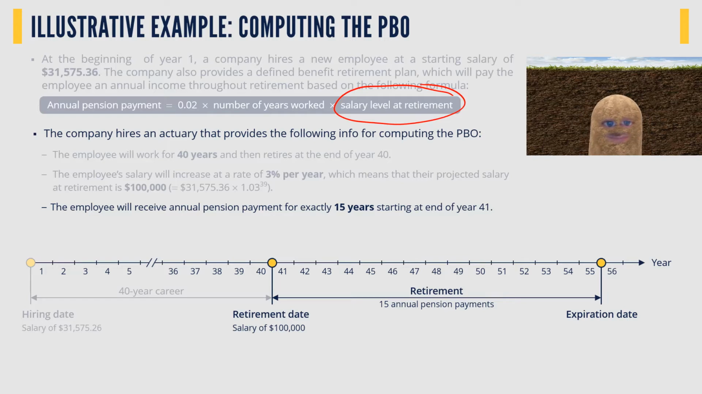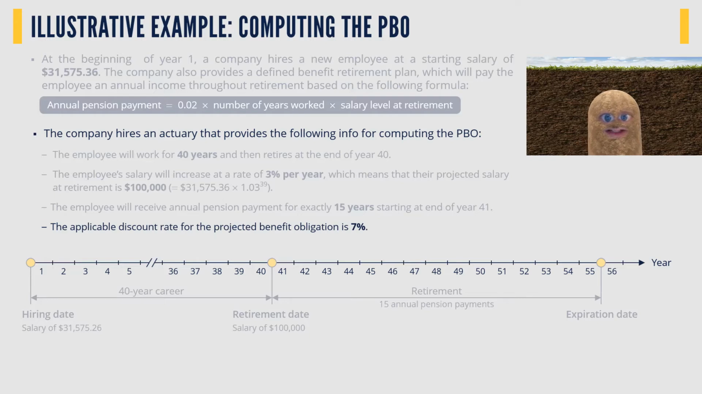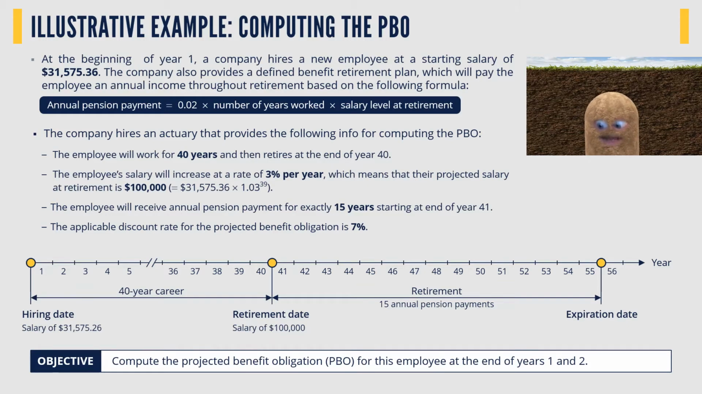And the actuary also comes out and says, for this type of obligation and the risk associated with it and the employee's tolerance for bearing that risk, we think that the applicable discount rate is going to be 7%. That's the discount rate you'll apply to estimate the present value of that obligation. So our objective here is to just compute what is the projected benefit obligation at the end of year 1 and at the end of year 2.